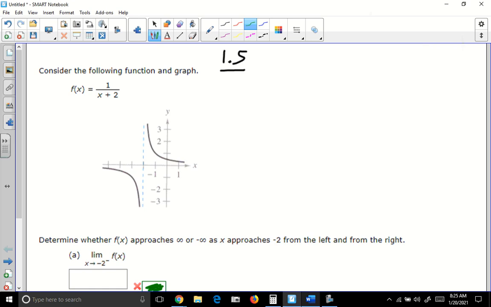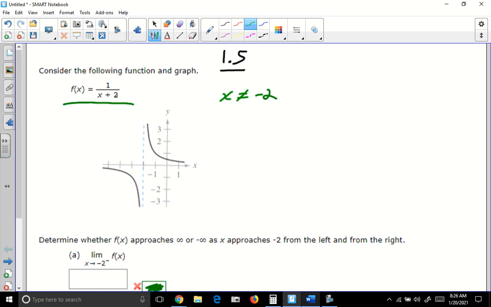Let's take a look at some examples out of 1.5. So the first problem that we're going to look at, they give us a function, and notice that that function is undefined when x is -2. Also notice that this is a non-removable discontinuity. There's not a way to factor and reduce this fraction so that we can make that discontinuity go away.